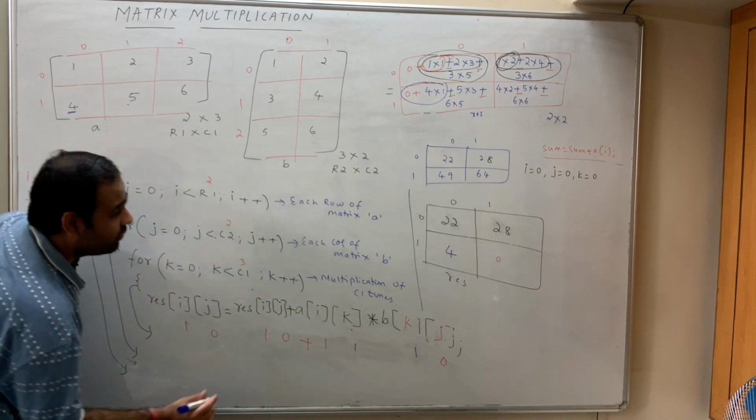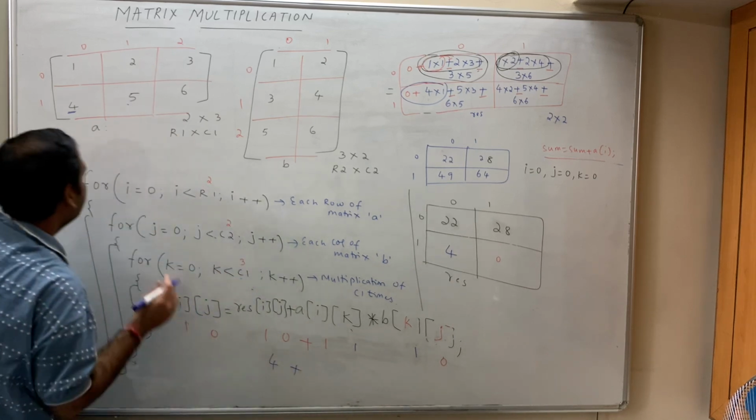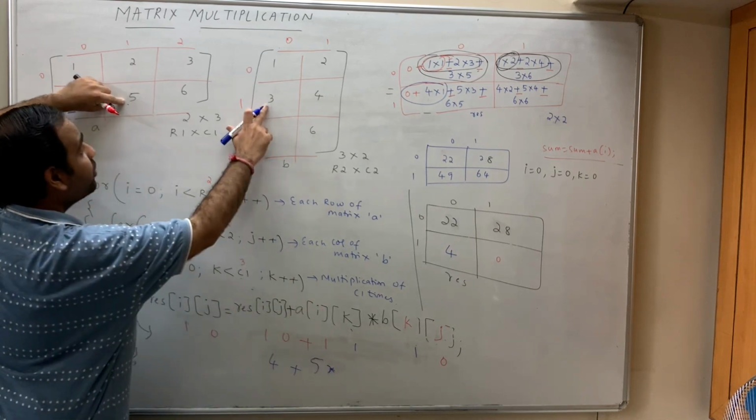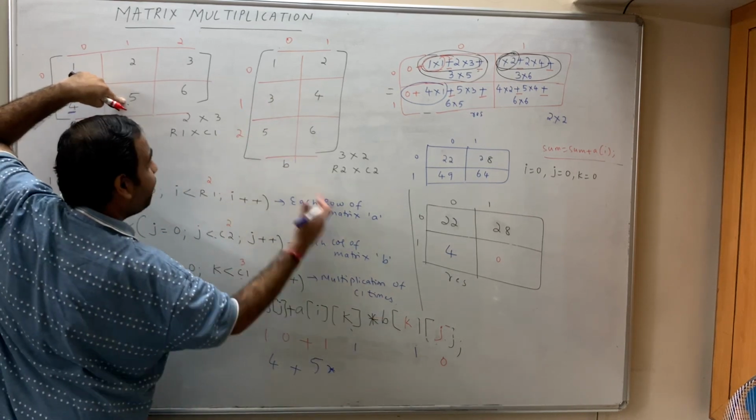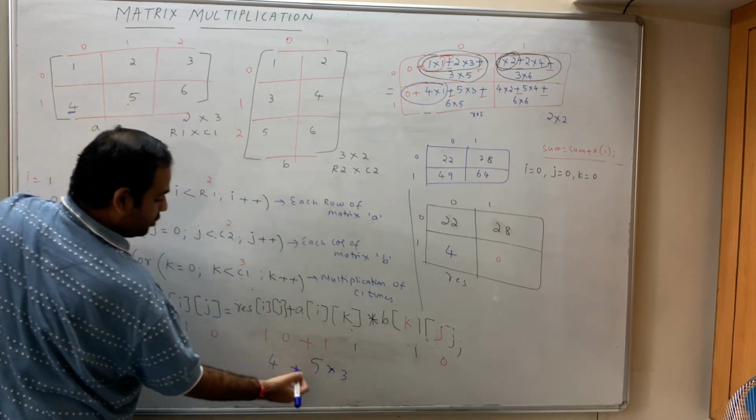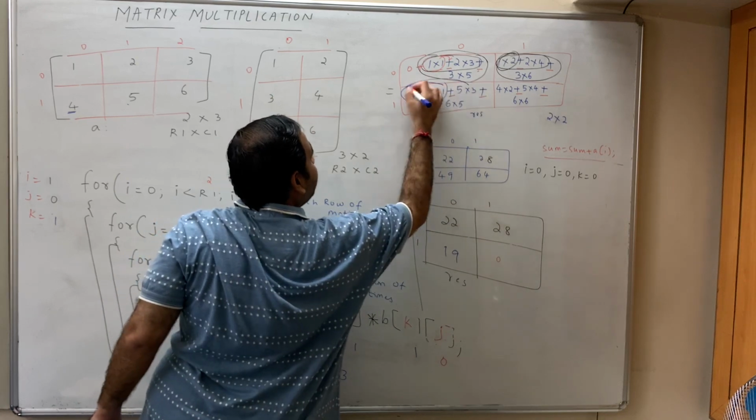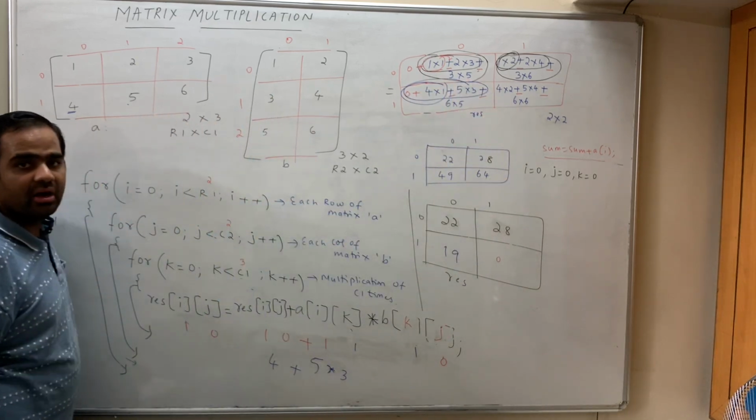Now what is the result of 1, 0? It is 4 plus a of 1, 1, which is 5, multiplied by b of 1, 0. You are getting b of 1, 0, which is 3. 5 into 3 is 15. 15 plus 4 is 19. You get 19 and you got this particular thing as the answer.